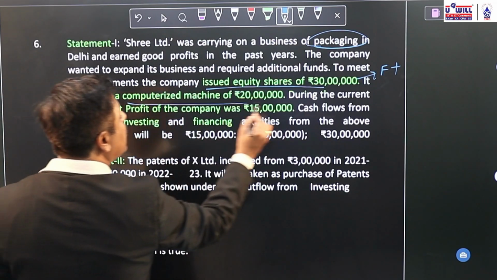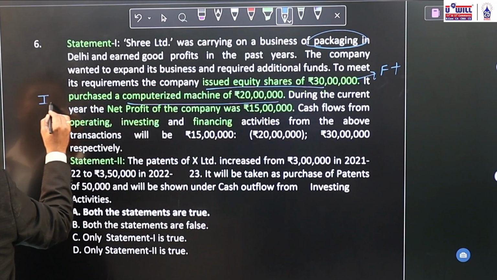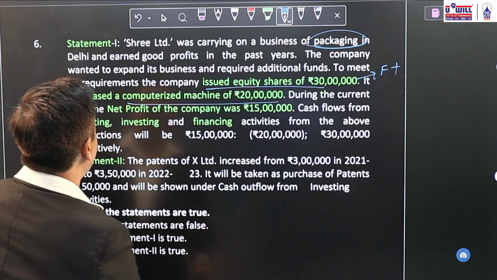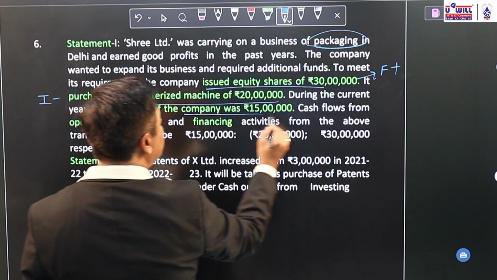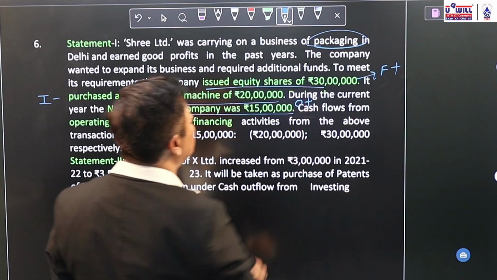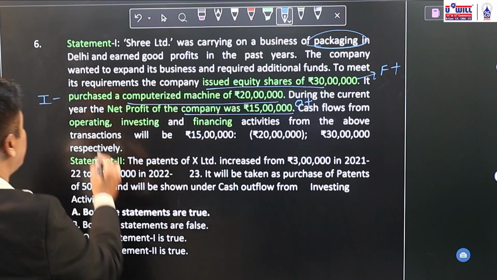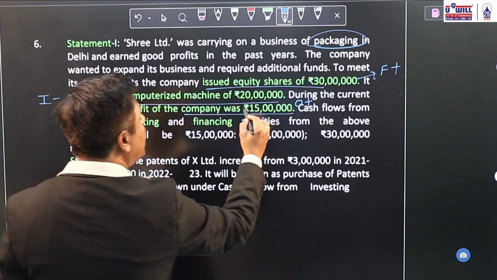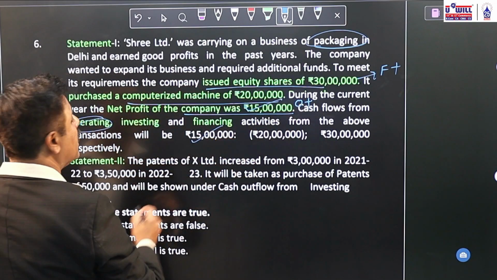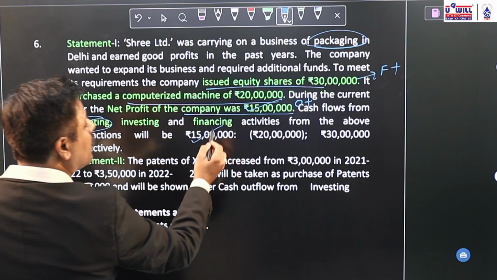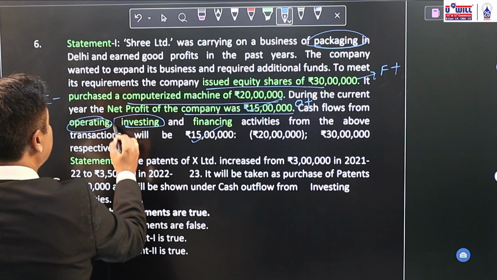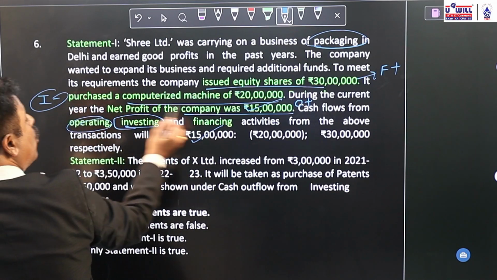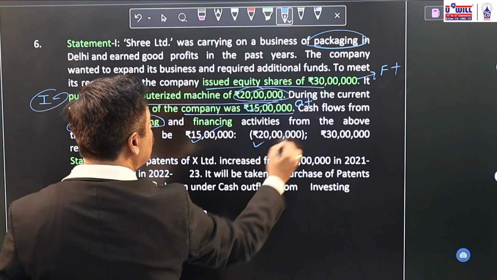Purchase of machine will be taken in investing activities outflow. And net profits of the company will be taken in operating activities inflow. So how will it affect operating activity? There will be an inflow of 15 lakhs. How will it affect investing activities? There will be an outflow of 20 lakhs. So this is also correct.